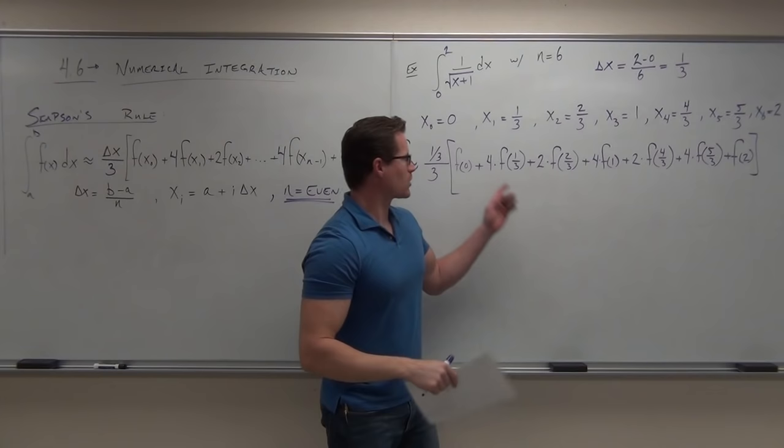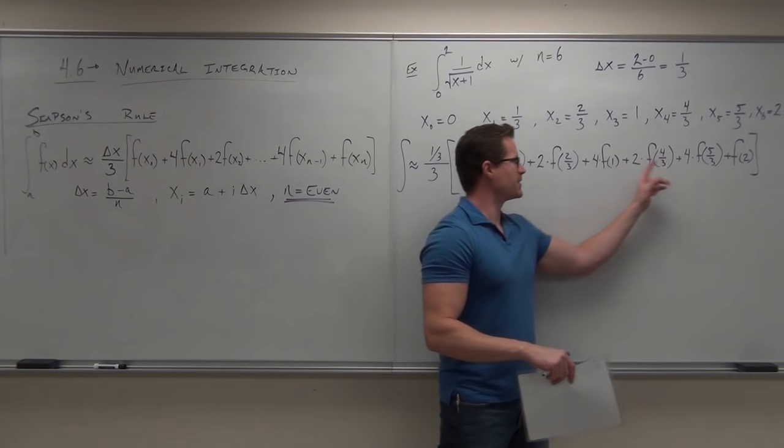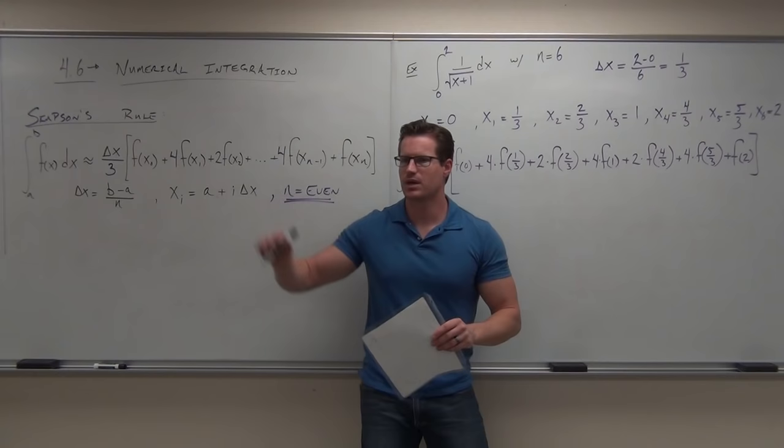So see how it's going to work? It's always going to start with nothing, then a four, then a two, and end with a four. We're going to have one extra four. So it's going to pair up, bam, bam, but then the extra four. It's not going to get there if we use our even n's. Do you feel okay with this one?